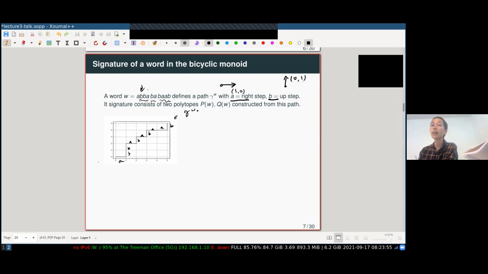Now from this path, I will form 2 polytopes, and these polytopes will contain all the information I want to know about whether this word W forms an identity with somebody else or not. We call this the signature of this word. It contains 2 polytopes, and they're actually pretty easy to construct.